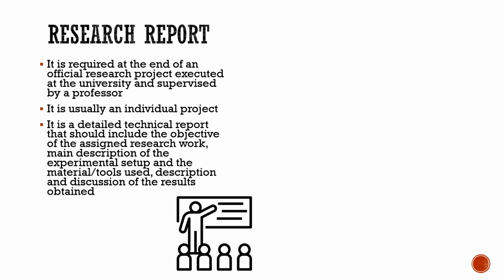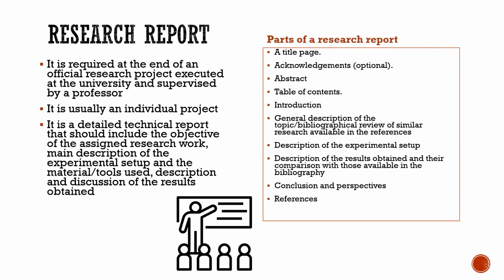objectives of your research work, the description, the experimental setup, and the materials, and then the results and the discussion of these results. So in this research report, it will also, of course, begin with a title, acknowledgement, abstract, table of contents, and introduction. Then you go into the description of the topic before you go into the bibliographical review, which in here, because it is research, it has to be even more elaborate than in any other project. Then you describe your own experimental setup, the results obtained, the discussion of these results.